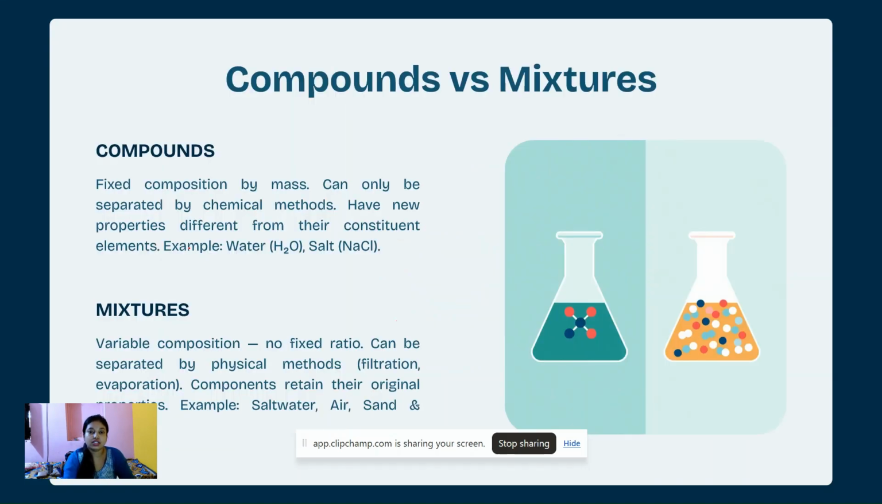Types of mixtures. A homogeneous mixture has uniform composition throughout. The components are evenly distributed and cannot be seen separately. Examples: sugar dissolved in water, salt in water. Here you can see examples of salt water and sugar water. You can't find the salt and sugar molecules separately.